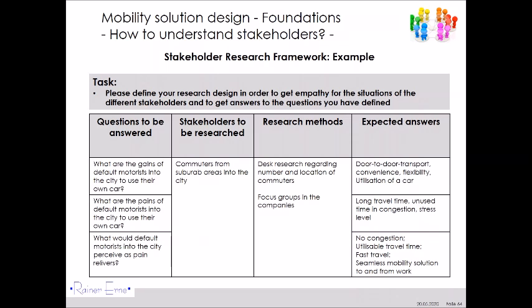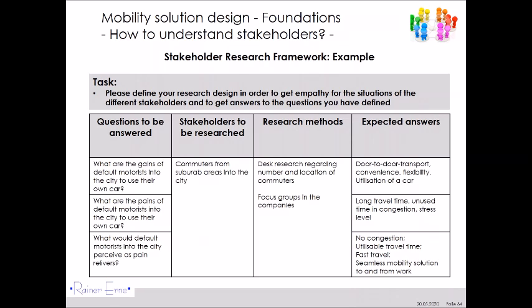And sub-questions could be, what are the gains of default motorists to use usually their car to come into the city? There must be some gains doing this. The other question could be then, what are the pains for default motorists to do this? So there are some pains which they might perceive or which they don't perceive. But this is an interesting point where alternative mobility solutions can come into account.